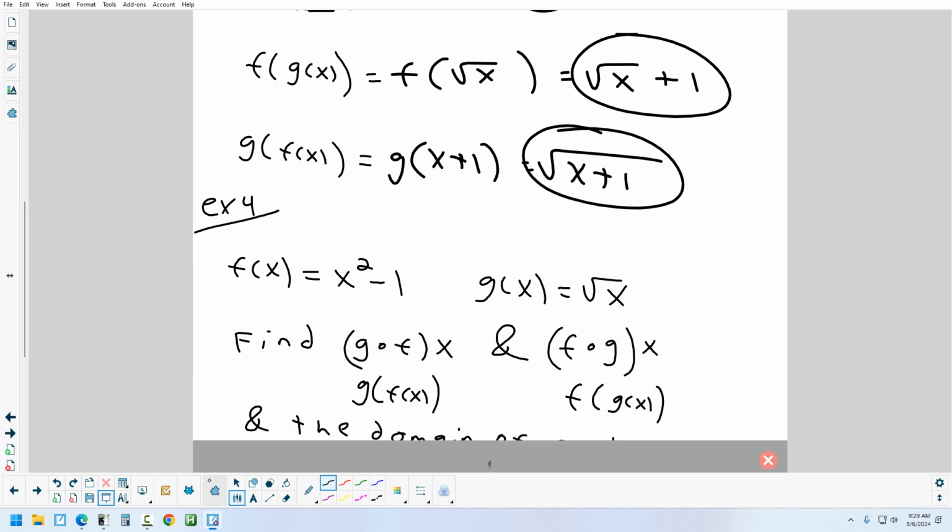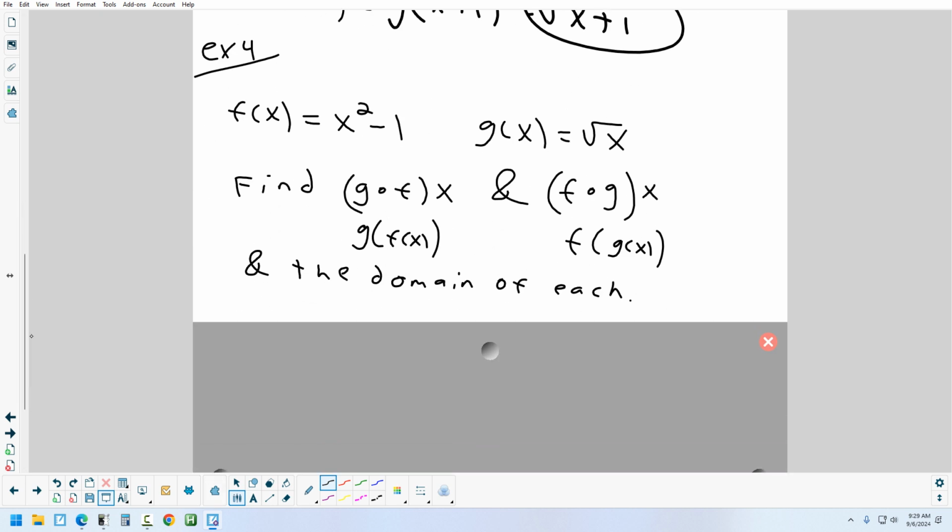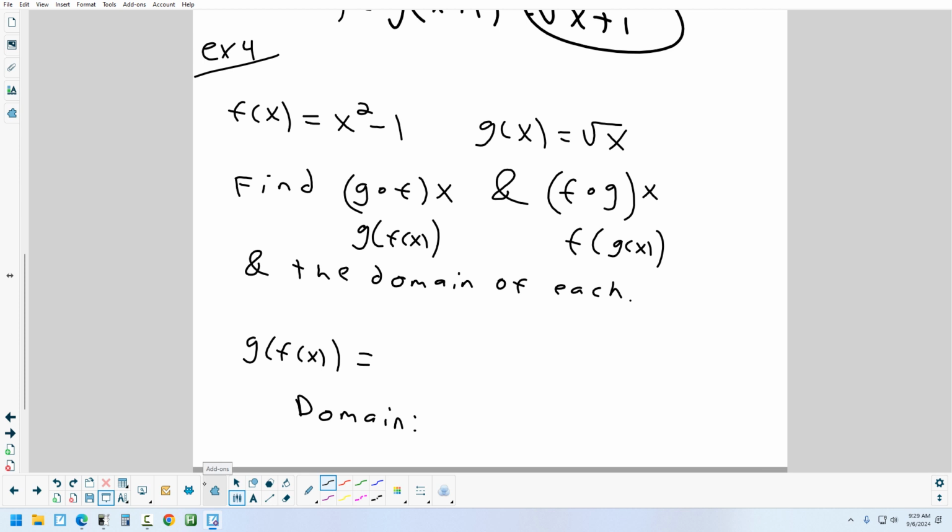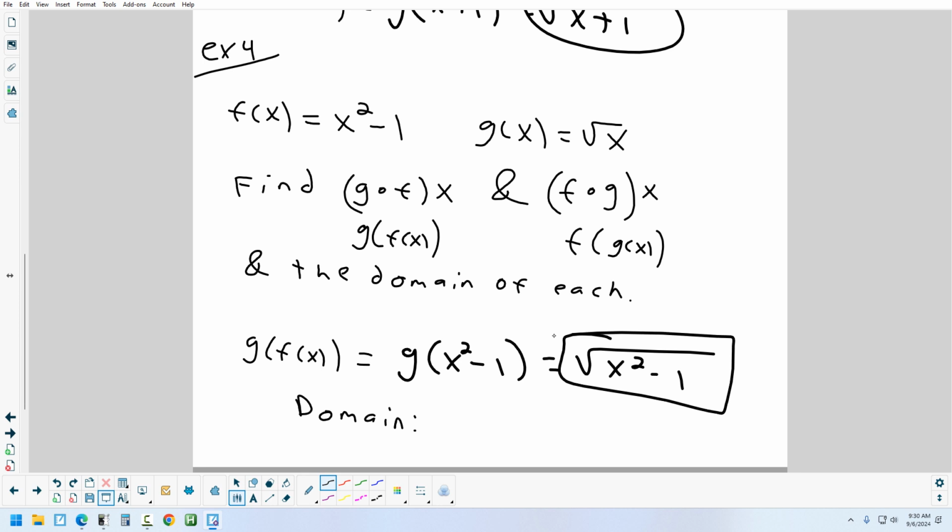All right, so let's try one where we do the domain now. Okay, so first step, I'll write down what the function is, because you guys just did that. Then the new thing will be, you tell me the domain. So it's g of x squared minus 1. Now plug x squared minus 1 into formula g. Okay, so we have the composed function. Now I want to know its domain.